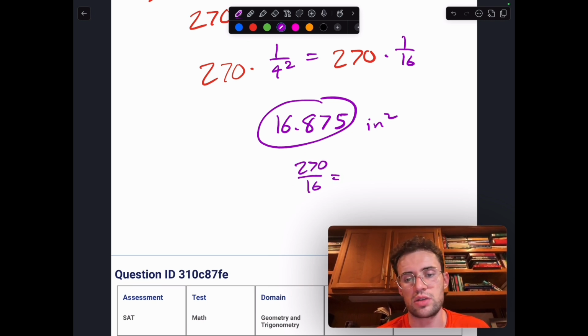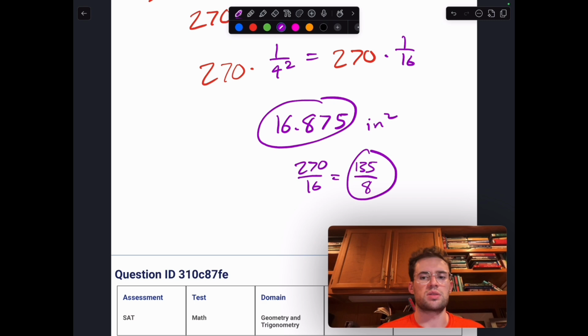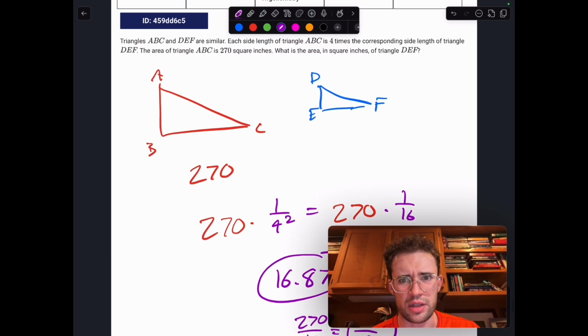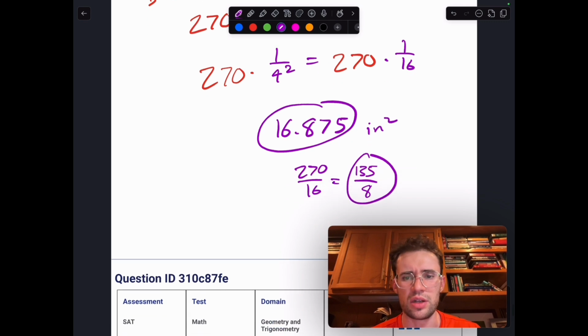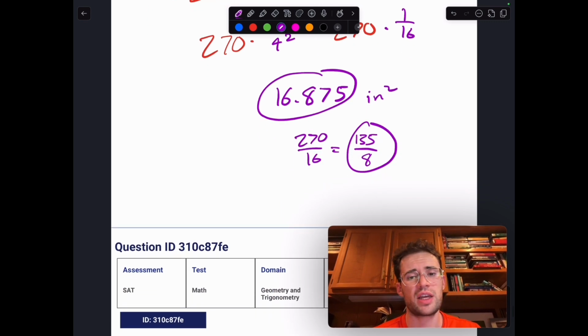So there's a 2 in each of those. Divided by 2 would give you 135 over 8, and that's fully simplified. So either of those answers would be acceptable. I think for the SAT, they would have you round to the nearest hundredth, even though they don't say it in the question.